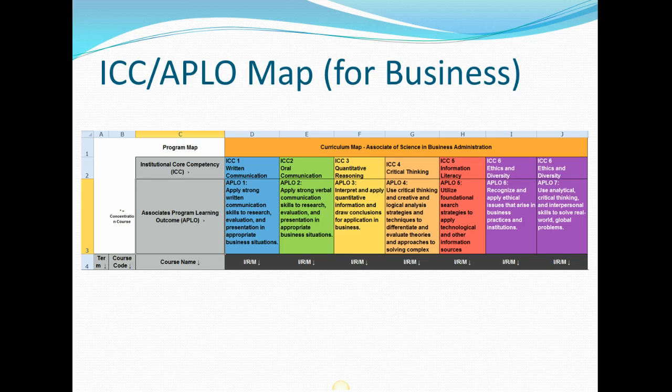And this is the example for the APLO map from business, and you can see that the program learning outcomes, while they use the same institutional core competencies, have been adjusted somewhat to reflect the lower level that we expect. That would be the difference between an associate student and a bachelor's level student.